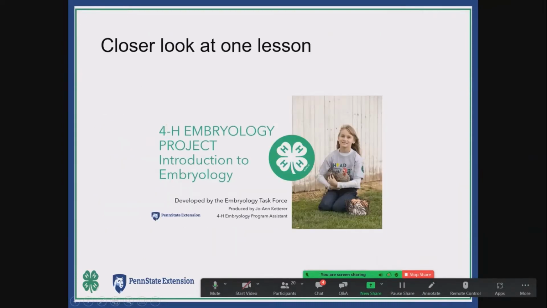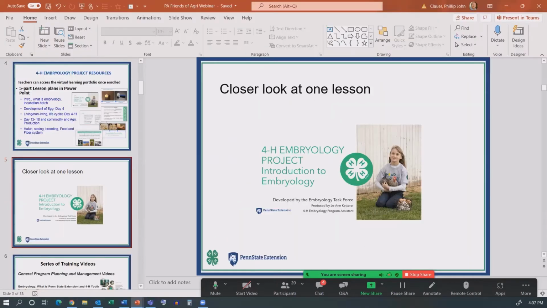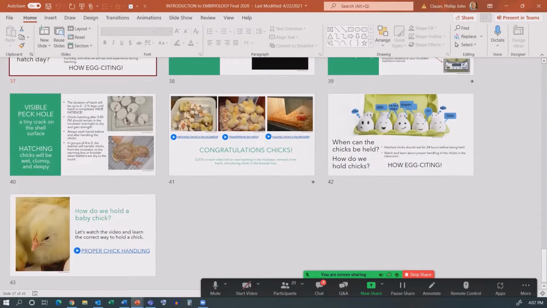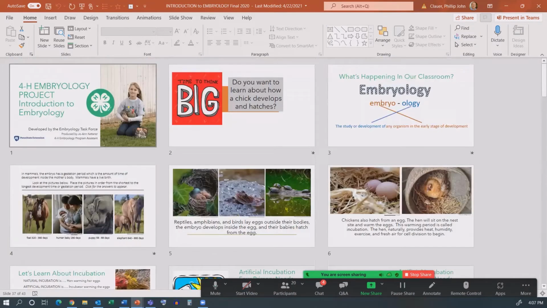So just to give you an idea here, I'll just run through a quick one of the lesson plans. It didn't go up as quick as I wanted to. There you go. So I'm not going to run the PowerPoint because you can see the slides here very well.